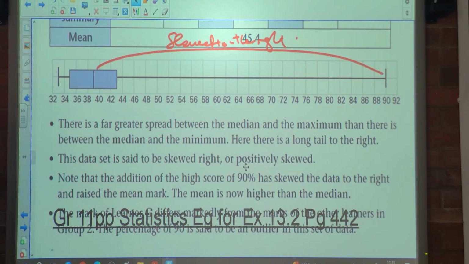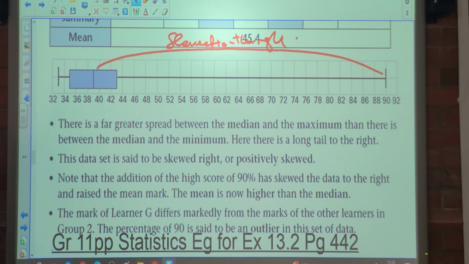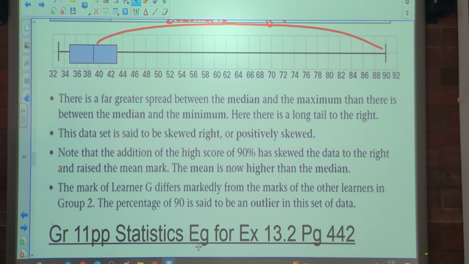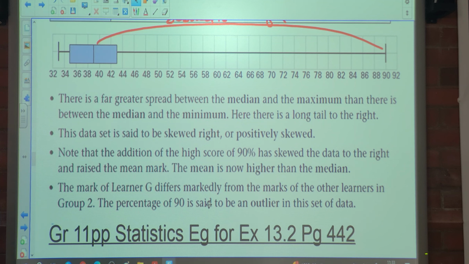Note that the addition of the mark of 90% has skewed the data to the right and raised the mean mark. The mean is now higher than the median. So this is what I indicated earlier. The mark of learner G differs markedly from the marks of the other learners in group 2. The percentage of 90 is said to be an outlier in this data set.